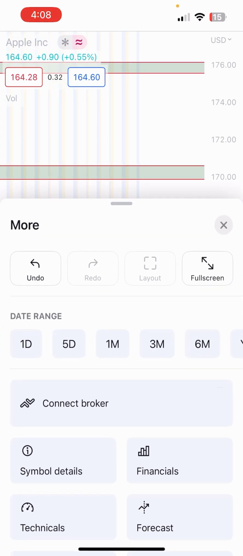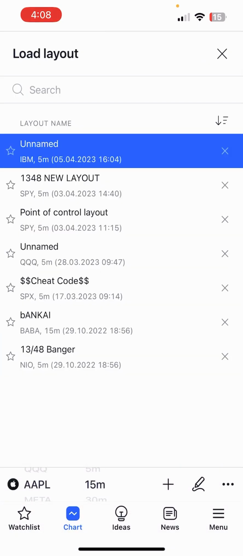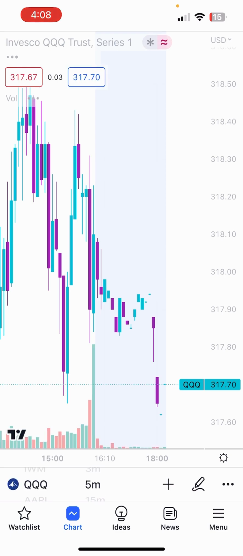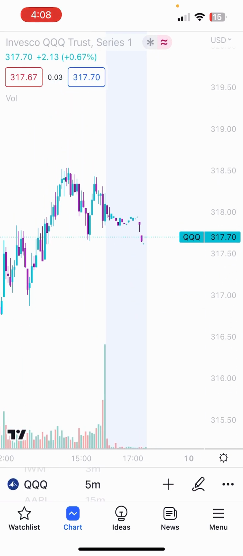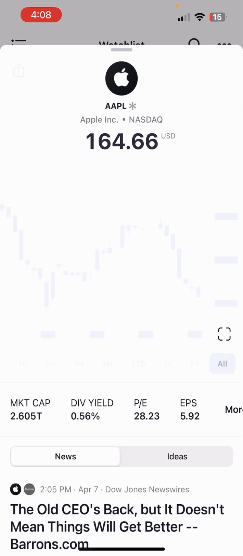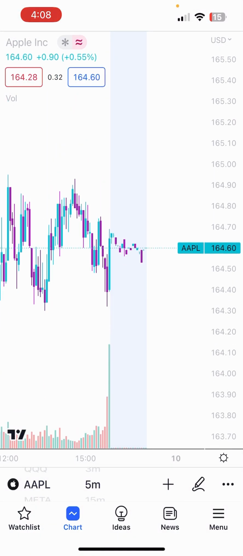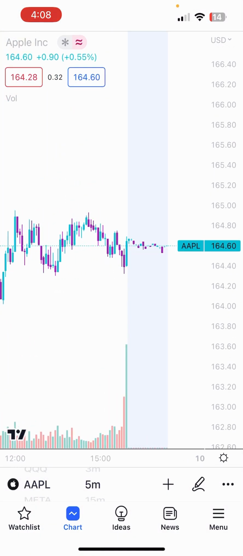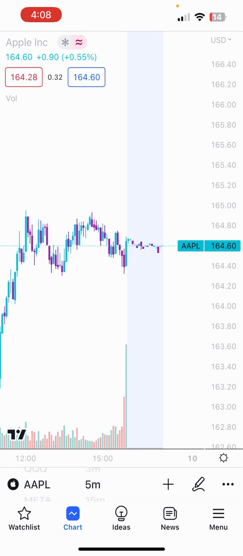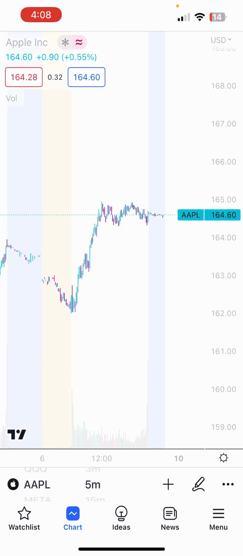Let me clear this chart one more time. Let's go to Apple again, so we have the same chart with a different example, so you can know what I'm talking about here.